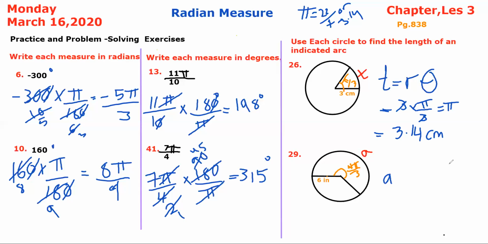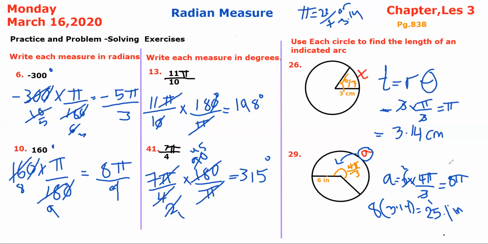What about A now? Here, this arc A has this angle. So 6 inches multiplied by 4π over 3, which is 8π. So it is 8 times 3.14, which is approximately 25.1 inches. This is now the length of arc A, 25.1 inches.